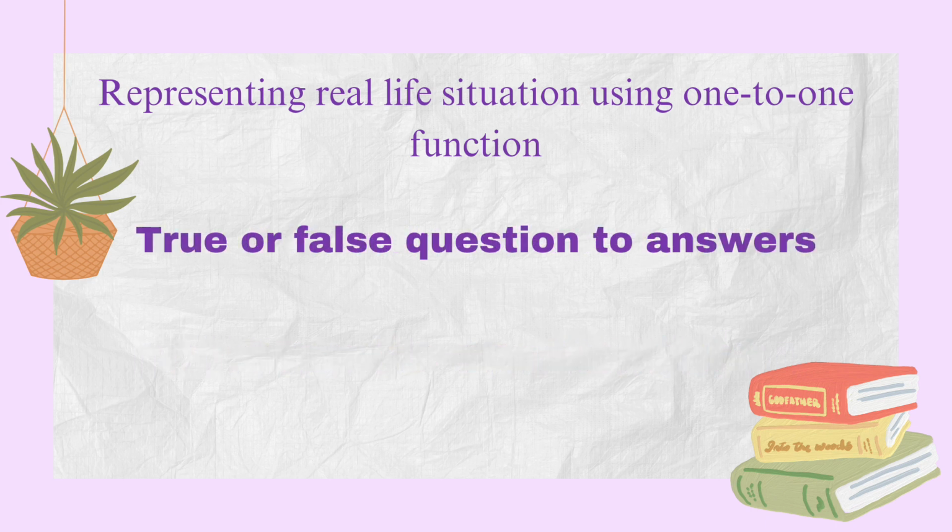So for our last example, true or false question to answers. 'Di ba, kada isang tanong, hindi naman pwedeng dalawa yung sagot mo. Although pwedeng dalawa, pero sa true or false, isa lang siya. It's either true, it's either false. So we can consider it as a one-to-one function since every specific question has a specific answer. So isa lang ang pwede maging answer mo, true or false.